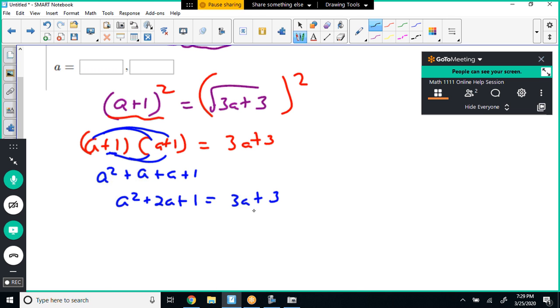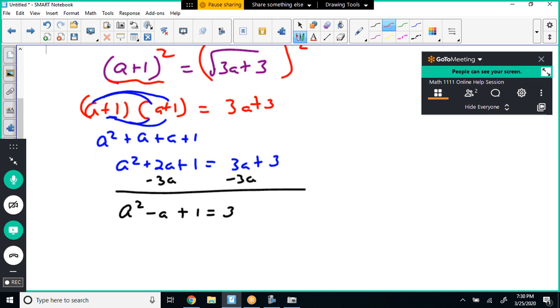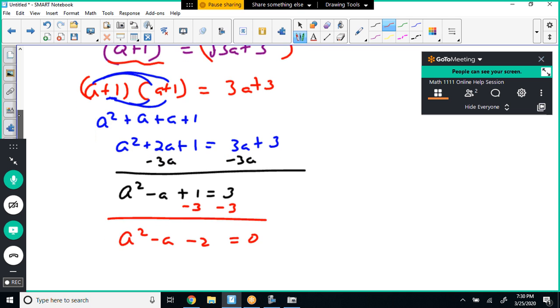Yeah, A squared plus 2A plus 1. Now we're going to move everything over to one side. That's going to give me a negative A plus 1 equals 3. And then we're going to move the 3 over to here, which gives me A squared minus A minus 2 equal to 0. Equal to 0, right?